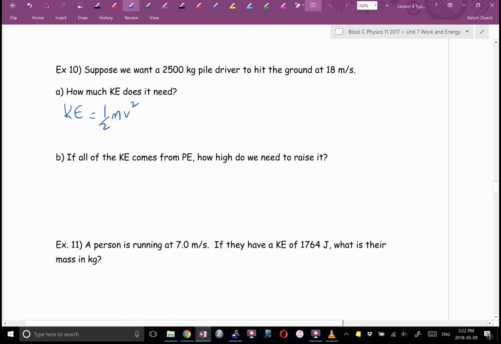Did they give me the mass? Did they give me v? Oh, this is straight plug and chug. A half m, 18 squared. How much kinetic energy do we need if we want it to hit the ground at 18 meters per second to pound the pole into the ground? What'd you get? 405 and 3 zeros? Units, this is energy, joules.